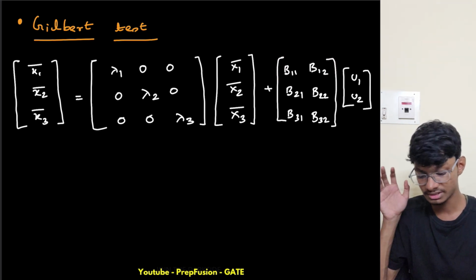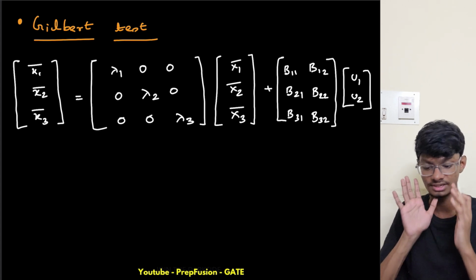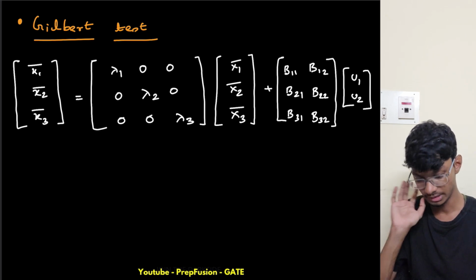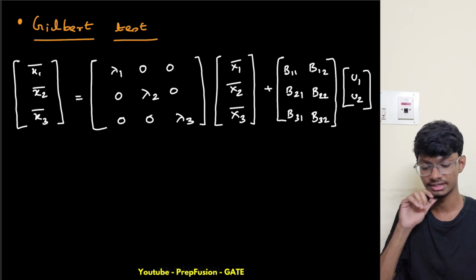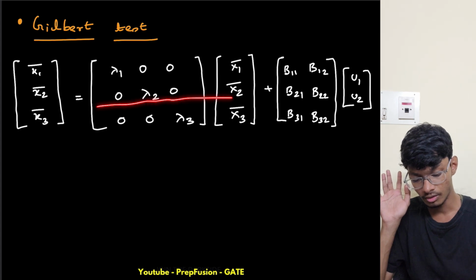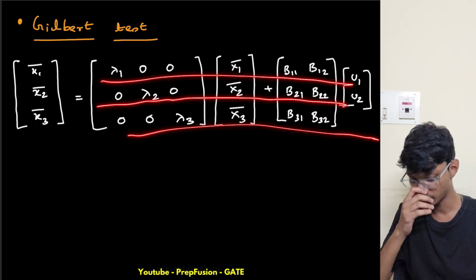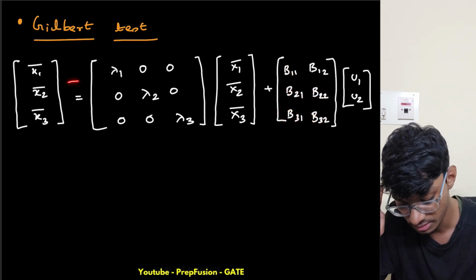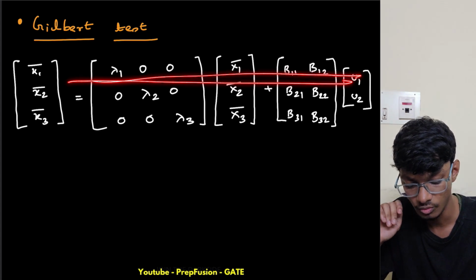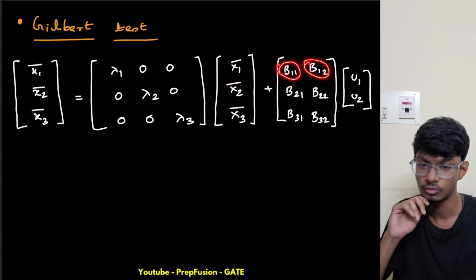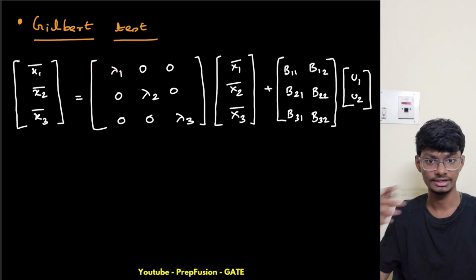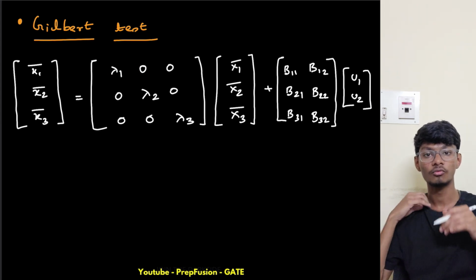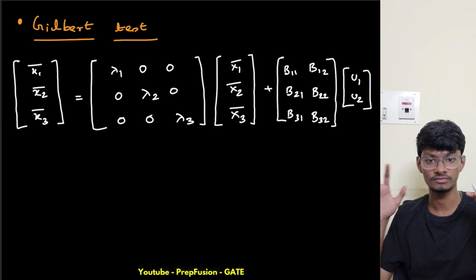Now, what is this Gilbert's test? What does it tell us? First I will write the state space equation, then you will listen. Gilbert's test basically tells us that along the row of these eigenvalues, say along this lambda 1 row, if b11 and b12 are 0, then this state variable won't be controllable. This specific state variable won't be controllable, but we have to answer as a whole for the state space representation.